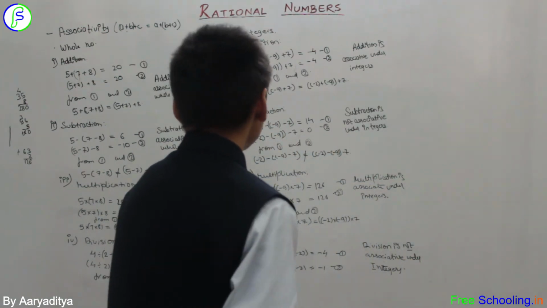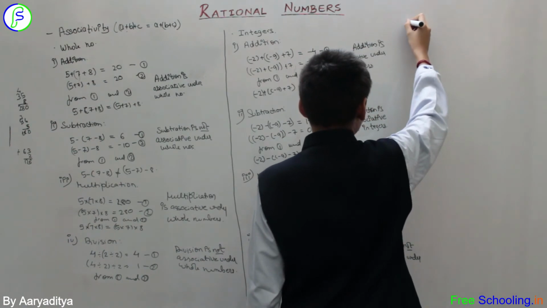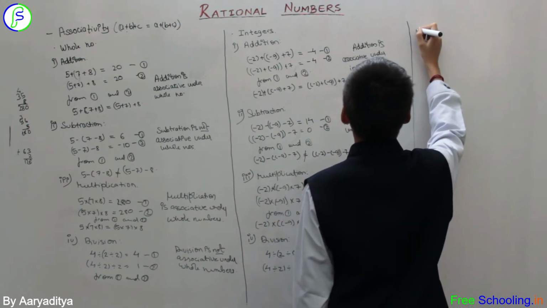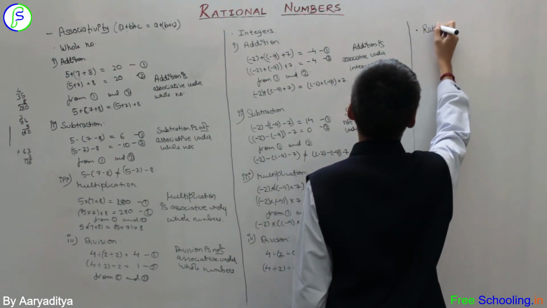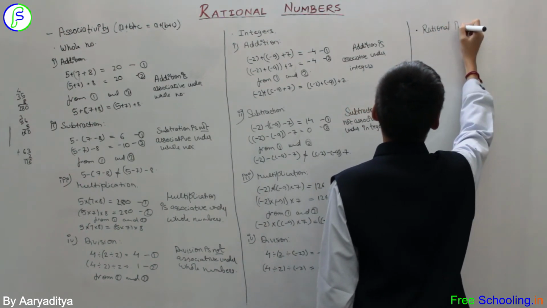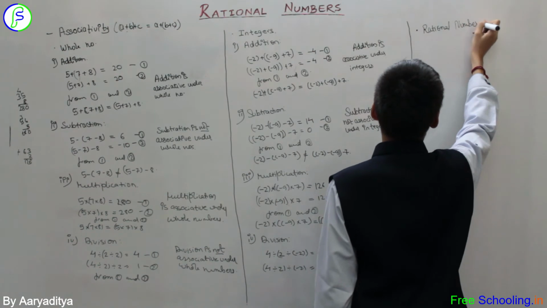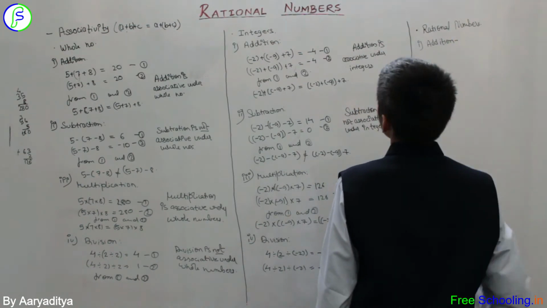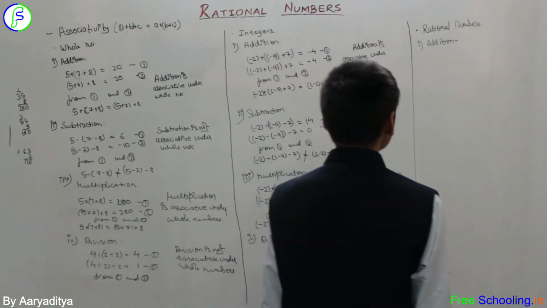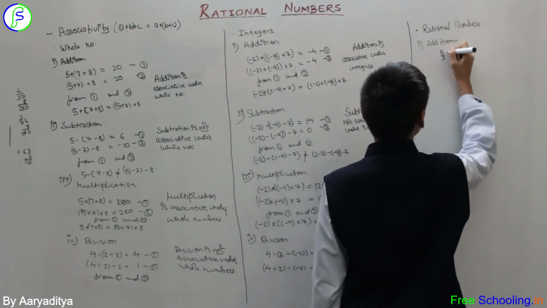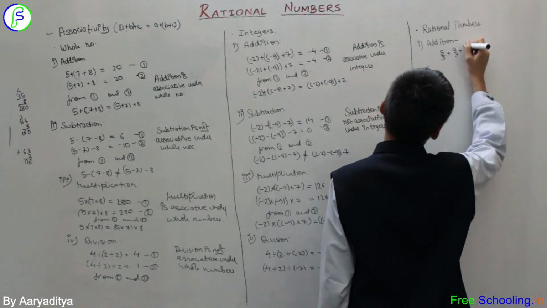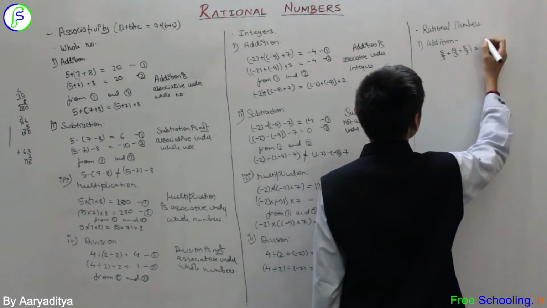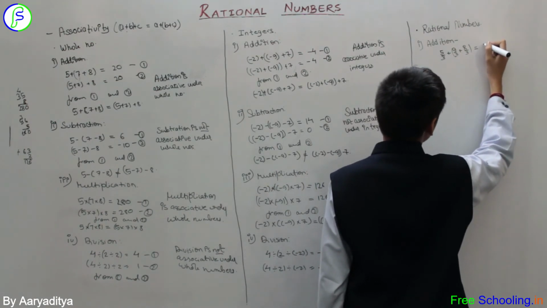So now we are done with integers. Now let us move on to rational numbers. For the first, we will be having rational numbers. Again, first one will be addition. And now for addition, we will be taking rational numbers, right? So let us take 5 by 3 plus 9 by 3 plus 8 by 3. So what will be the result for this one? 9 plus 8 we get 17 by 3, and 17 by 3 plus 5 we get 22 by 3.